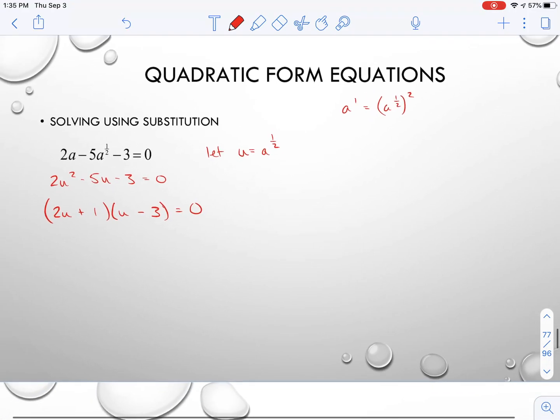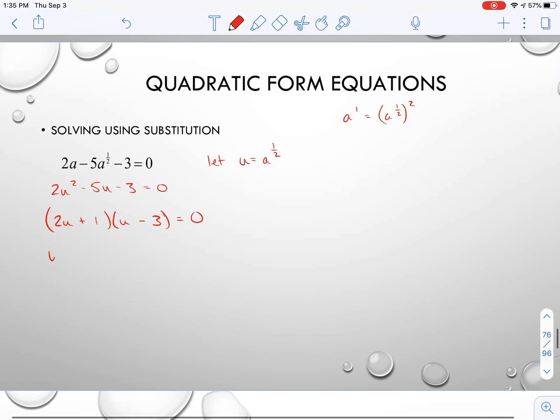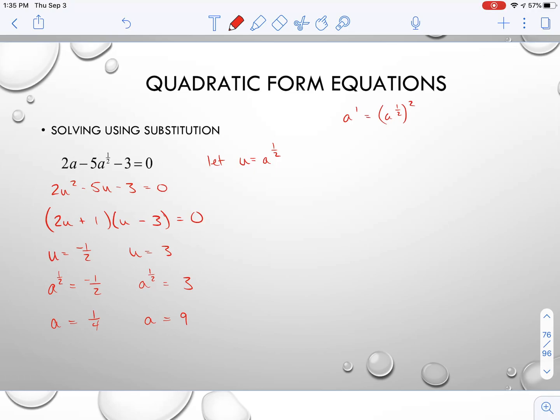If I go through and solve here, I'm going to end up with u equals -1/2 and u equals 3. Again, if I do my back substitution, I would have a to the 1/2 equals -1/2 and a to the 1/2 equals 3. And if I square both sides, here I'm going to have a equals 1/4 and a equals 9.